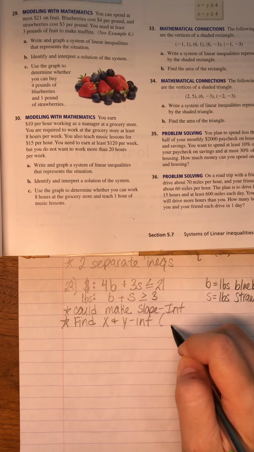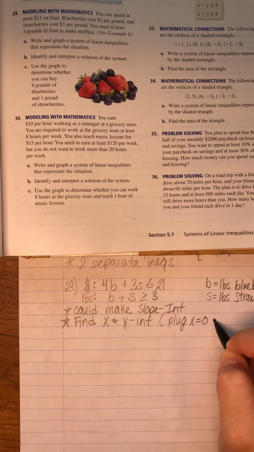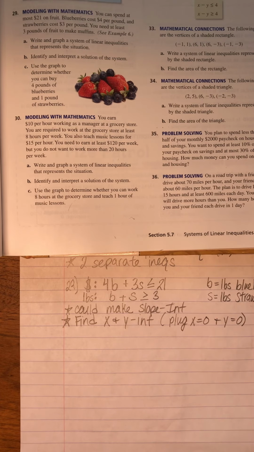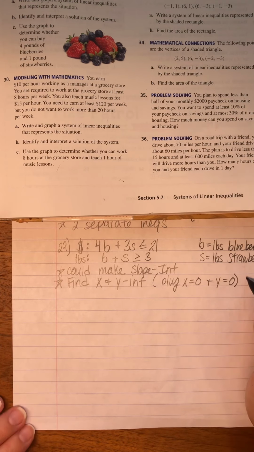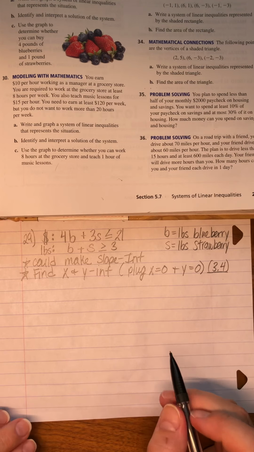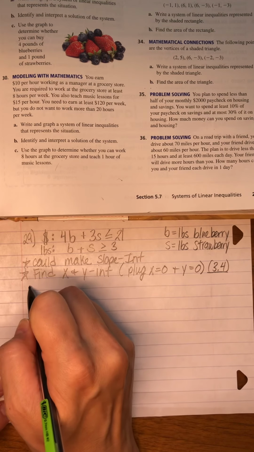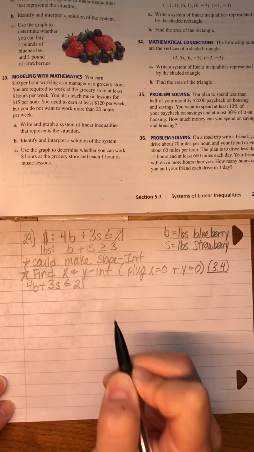And remember, to do that, this is when you plug in X equals 0 and Y equals 0. So let's do that just to make sure that we remember. And just to remind you, this is from section 3.4, in case you want to go back and look. Okay, so we're going to do our first inequality over here. 4B plus 3S is less than or equal to 21.